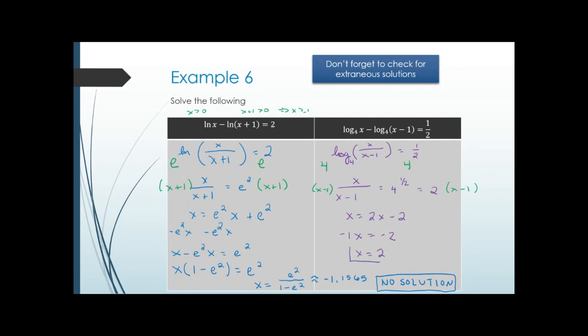So this is in our domain, because if we look at our logs here, log base 4 of x, x has to be greater than 0. And for x minus 1, which has to be greater than 0, x has to be greater than 1. 2 is greater than 0 and 1, so that's in our domain. So we have a solution for this second problem here.